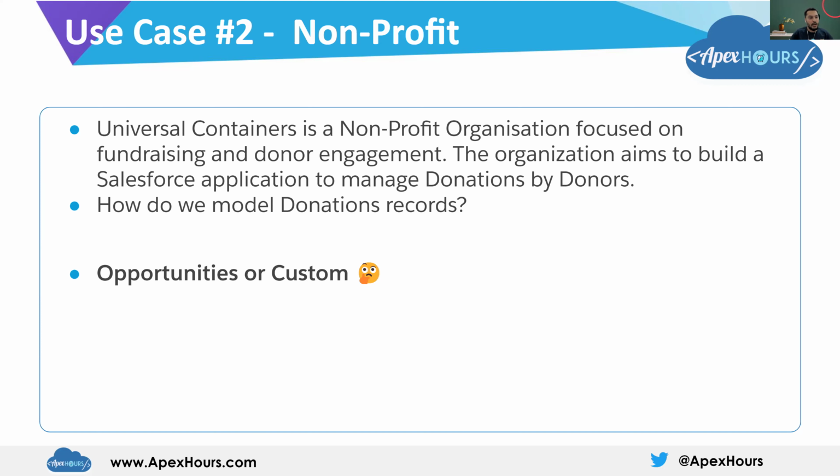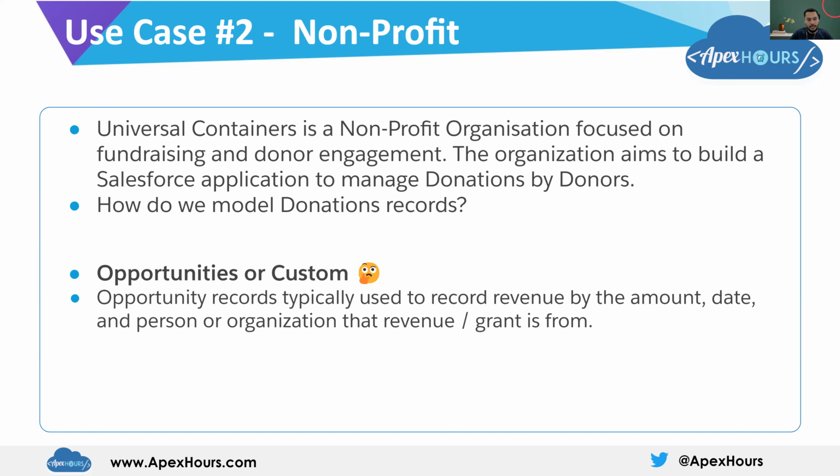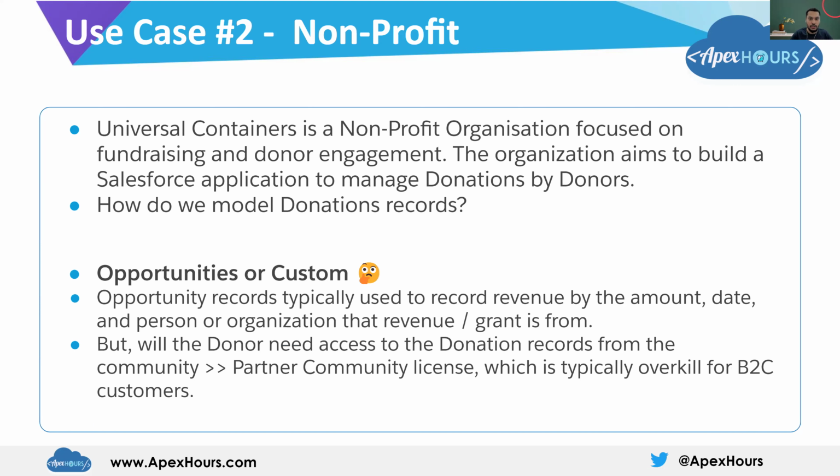So I'm thinking about probably an opportunity, looking at these standard object solutions. So why opportunity? Opportunity records are typically used to record revenue by the amount, date, and person or organization. That revenue in this case could be a grant or a donation. Typically, businesses use opportunities to track sales deals, but non-profit organizations can use opportunities to track donations. Hence, an opportunity could be a good fit.